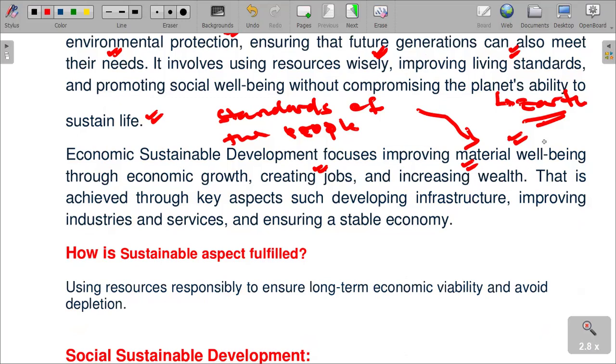So that is achieved through key aspects such as what? Development of infrastructure. Infrastructure must be developed, improving industries, and services. Obviously, services, we are talking about all of them: education, health, insurance, banking, warehousing, retail, supply chain. All these we can mention just but a few. These are all services that we need to look at, which, if we talk about economic development, all those are resting upon infrastructure development.